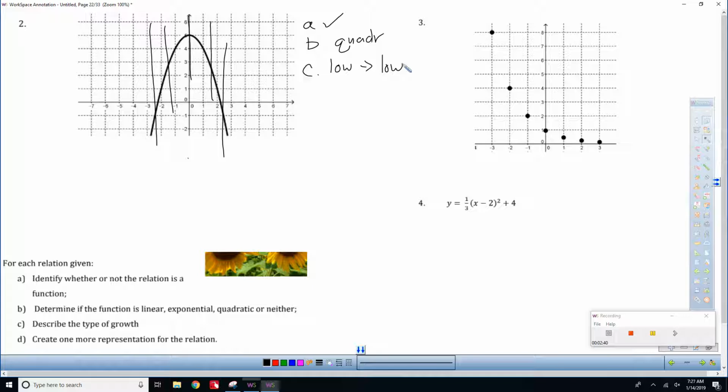Create a representation. Let's just make a table. Let's go -2, -1, 0, 1, 2. Let's just track where those points are. So -2 is -1. -1 is -4, 0 is 5, 1 is 4, and 2 is, sorry, this should be a positive 1.